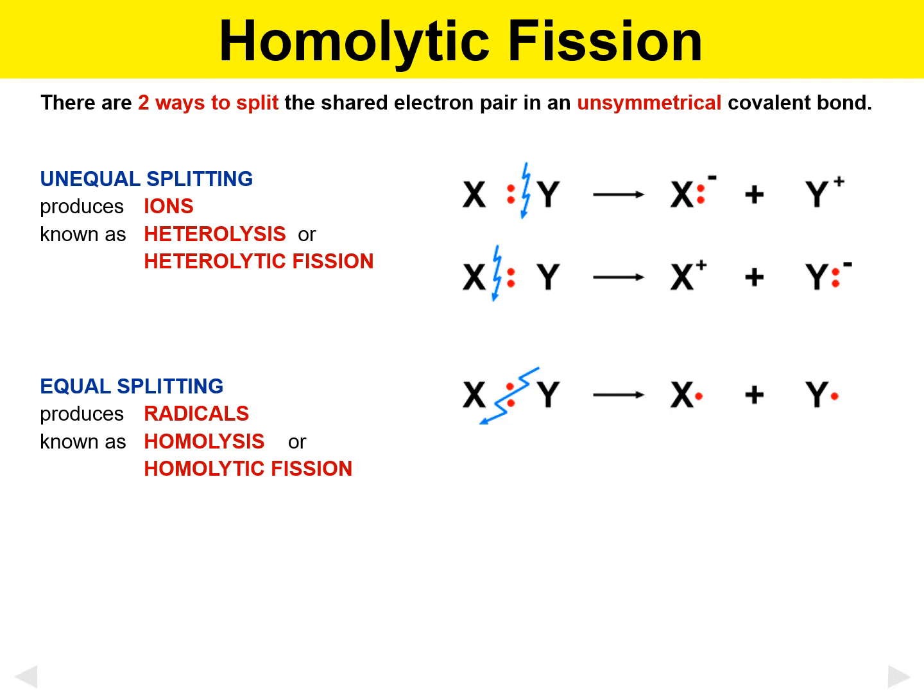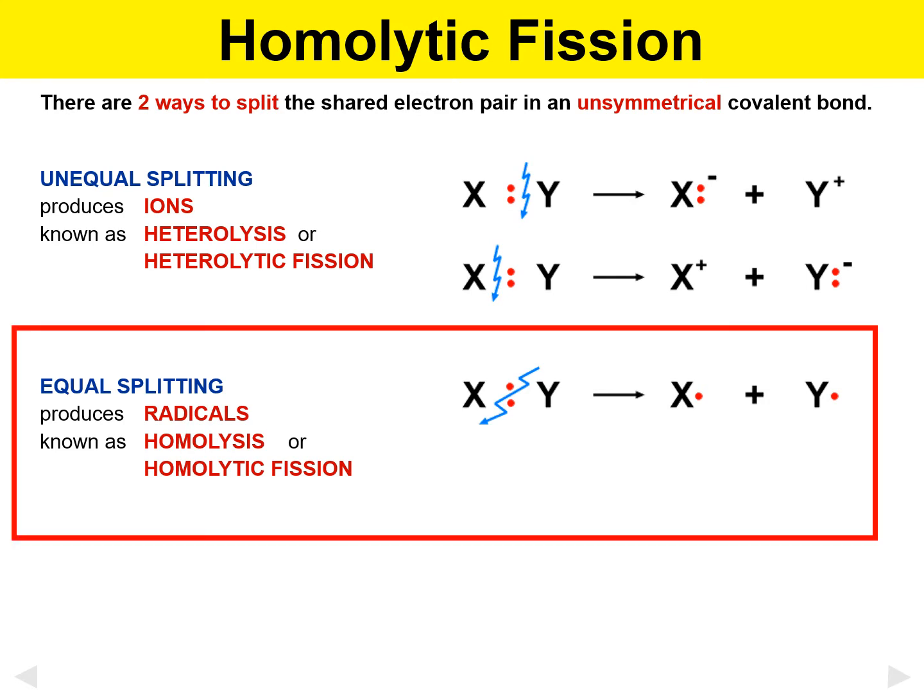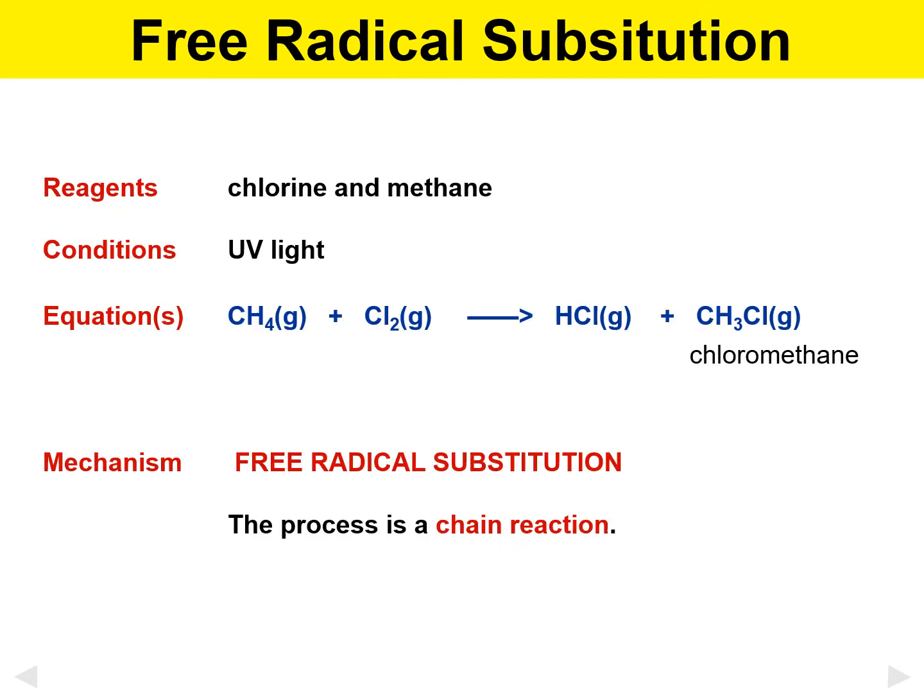There are two ways to split a covalent bond. Usually we see uneven splitting, where both of the electrons go to one of the atoms and produce ions. However, in this reaction, we are going to see equal splitting, where one electron goes to each atom and we form radicals. This is known as homolytic fission.